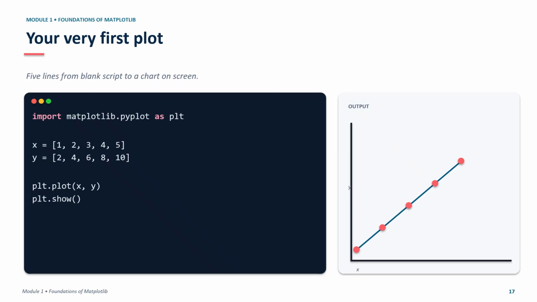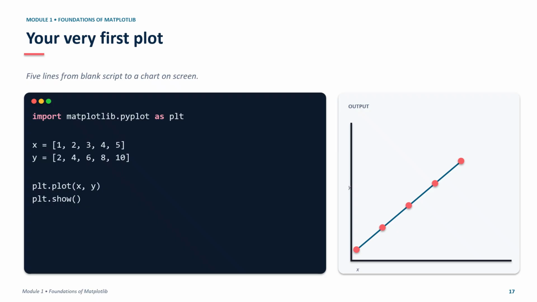The next is the method plt.plot(x, y). This tells matplotlib to draw a line connecting the points 1 comma 2, 2 comma 4, 3 comma 6, 4 comma 8, and 5 comma 10. The default style is a solid blue line. If you want the Matplotlib library to show you the figure on the screen, plt.show() will render the figure to the screen. Without this line in the Python script, you would see no output.